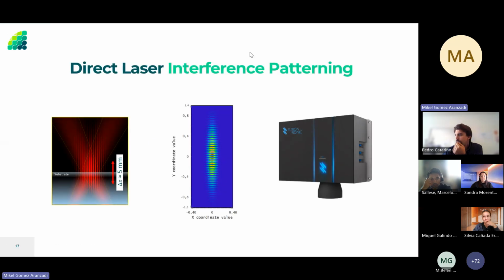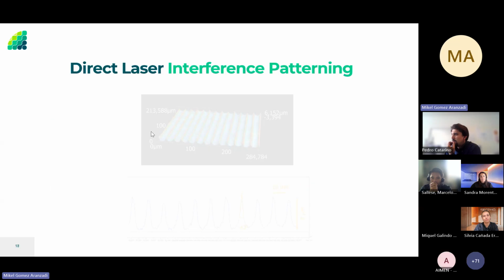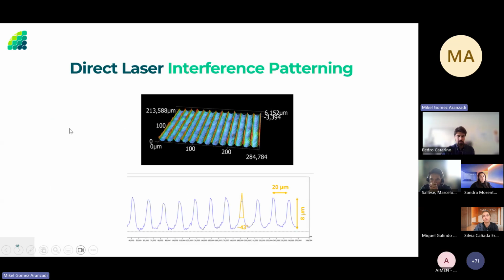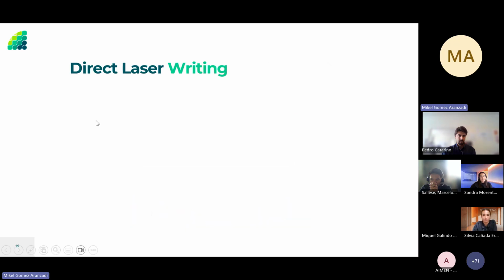For the DLIP, apart from defining the parameters, Fusion Bionic created a module which has a cylindrical lens to be able to cover more area in one pass, and also to be robust in a set direction, to be more robust to changes in the distance from the focal plane. We did some tests. They already did the module, and the result was very positive and very robust in the set direction.